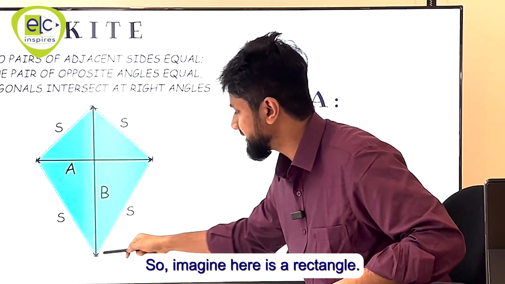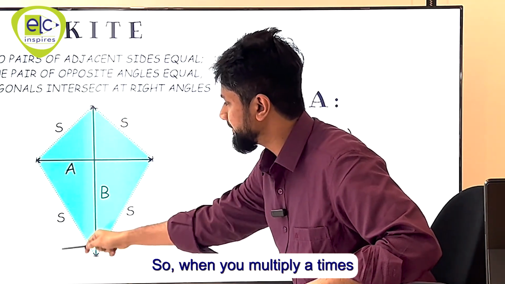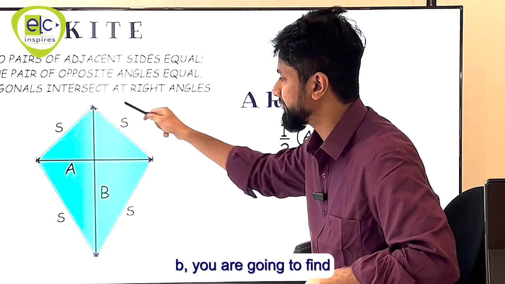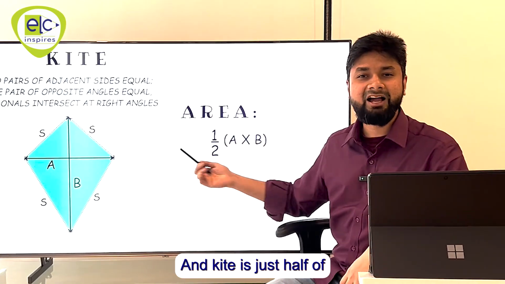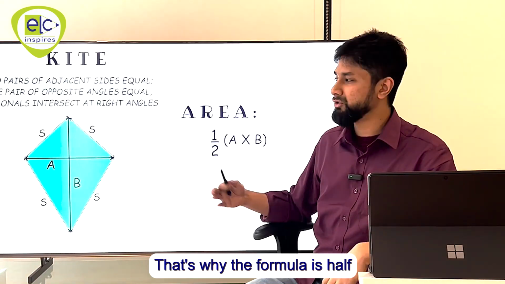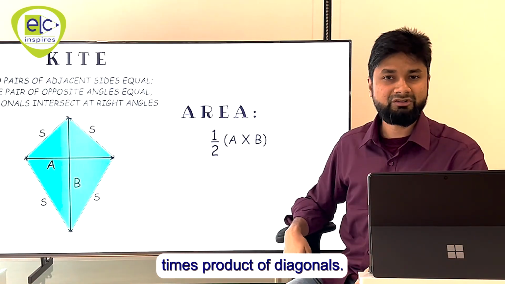So imagine here is a rectangle. So when you multiply A times B, you are going to find the area of all of the rectangle. And kite is just half of the rectangle. That's why the formula is half times product of diagonals.